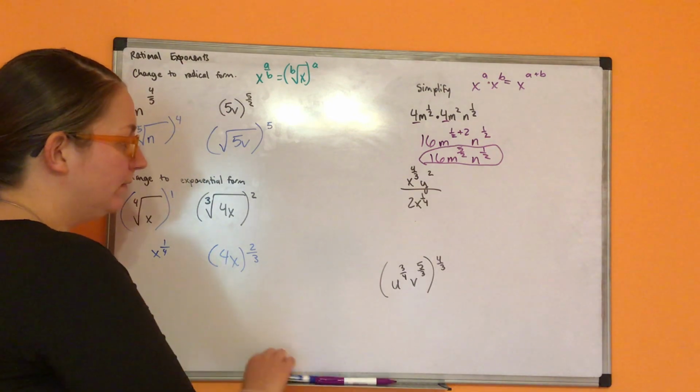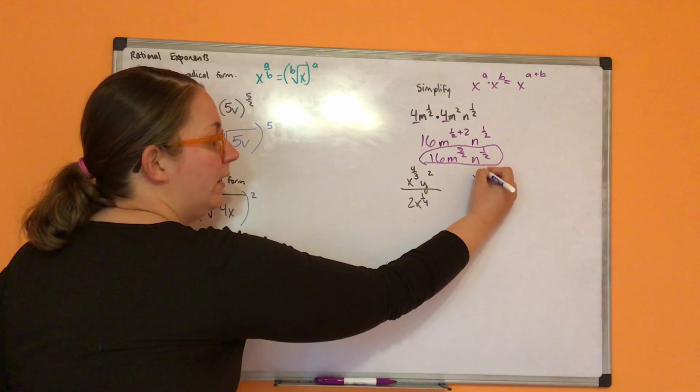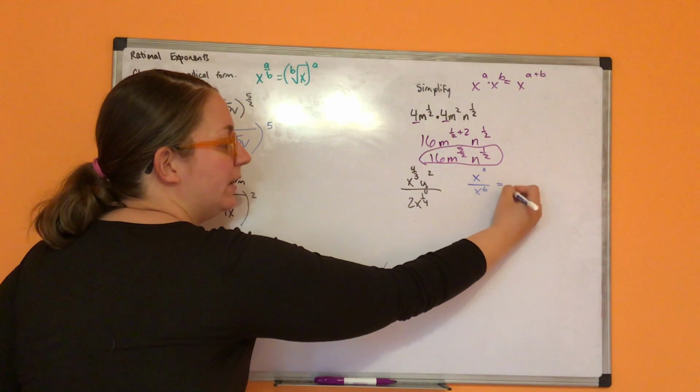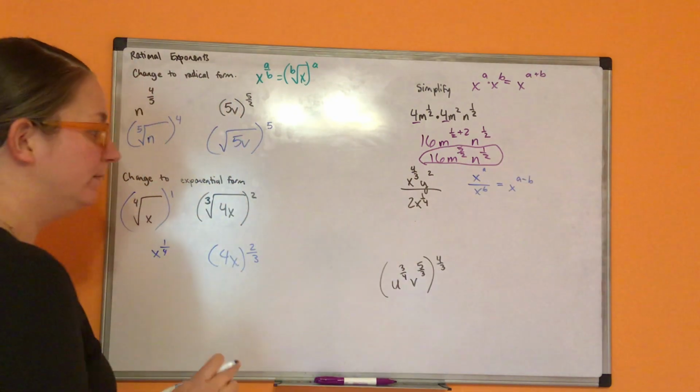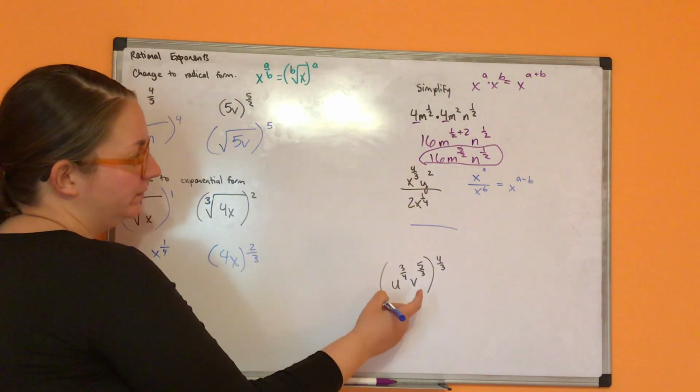The next one involves our quotient rule. So thinking back to earlier in the year, if I have a fraction or division, the way I simplify that is I subtract the exponent, top exponent minus bottom exponent. So most of this stays the same, sort of like in this first one.